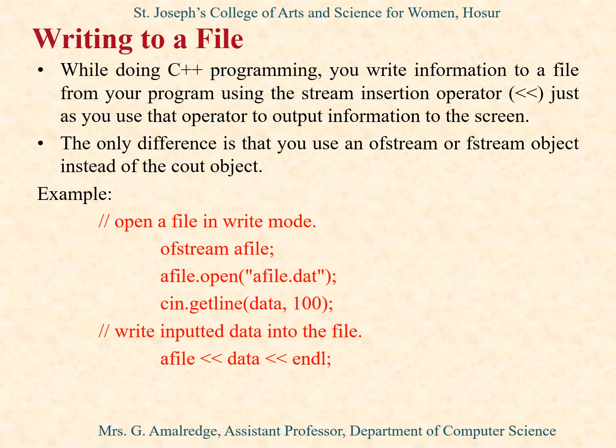Writing to a file. While doing C++ programming, you write information to a file from your program using the stream insertion operator, double less than, just as you use that operator to output information to the screen. This is the example for writing to a file.